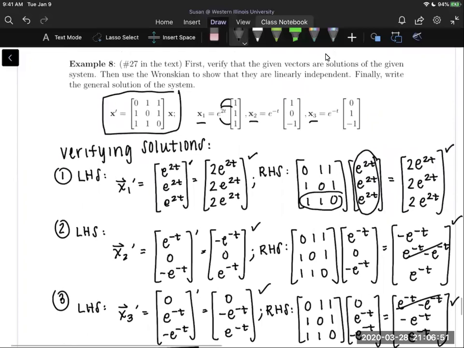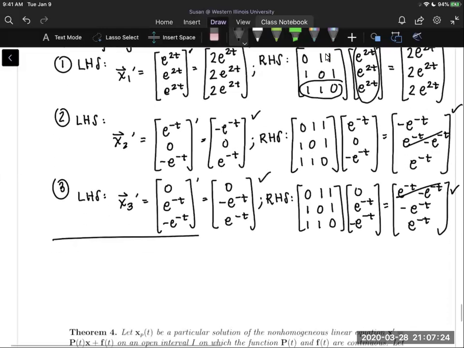So now let's go back up to the problem statement. Verify that the given vectors are solutions of the system, check. Then use the Wronskian to show that they are linearly independent. So remember, the Wronskian is defined to be the determinant of the matrix whose columns are the solution vectors. So I want to take x1, x2, and x3 as column vectors and stick those in the columns of the Wronskian and then compute the determinant. So let's do that here down below.